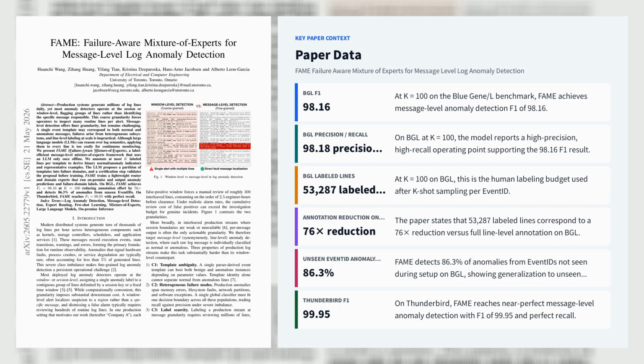The method parses raw logs with Drain3, samples at most k labeled lines per event ID, then uses an LLM once to group templates into failure domains. A deterministic certification step keeps only partitions consistent with k-shot evidence. FAME exploits an asymmetric property of rare anomaly sampling.